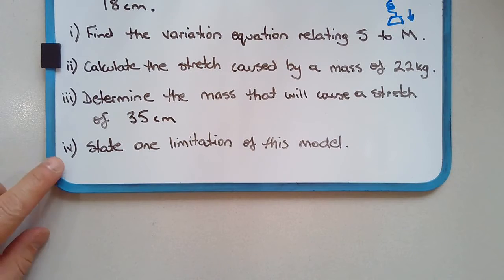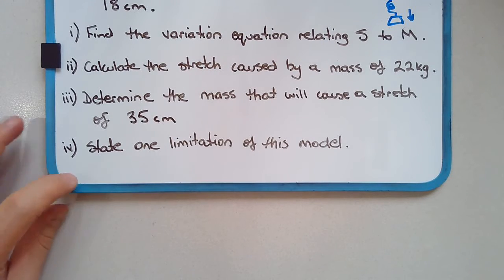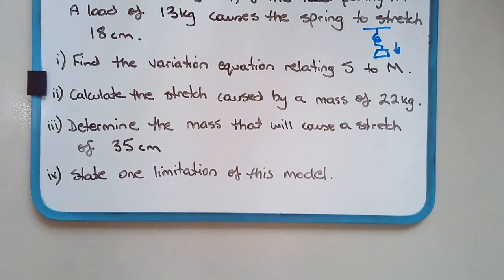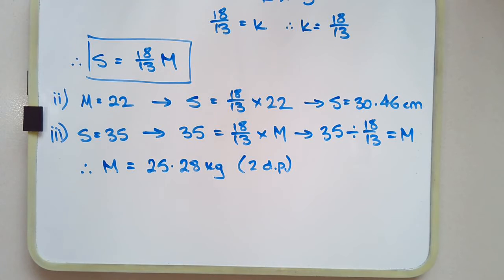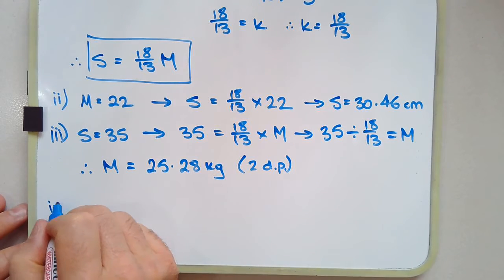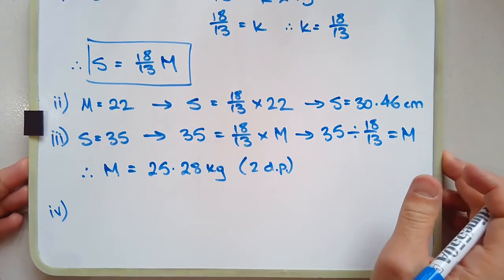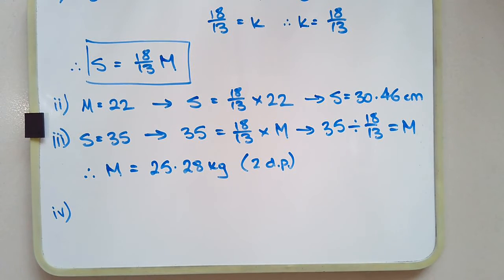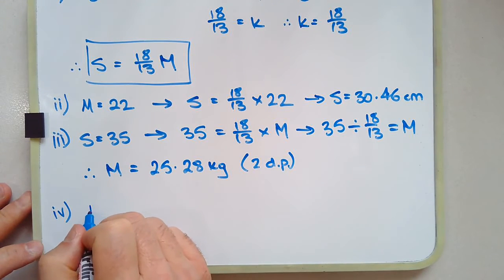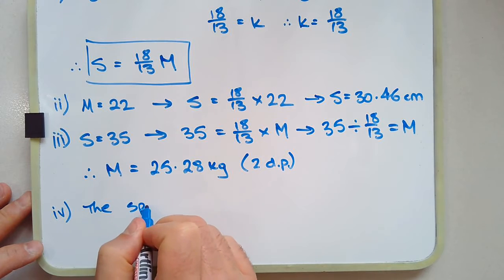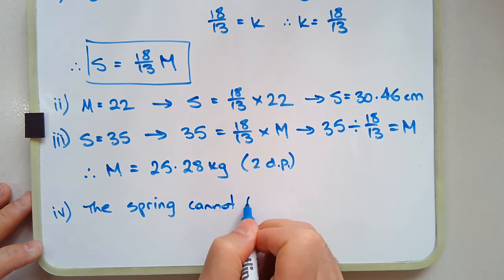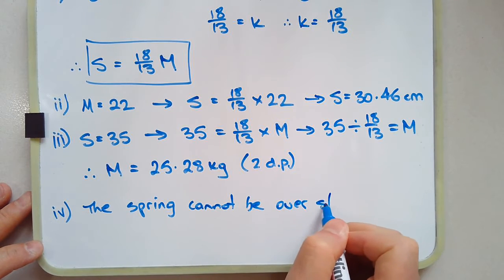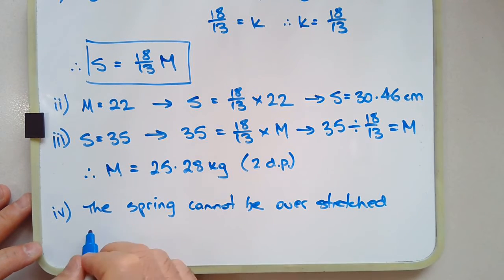And the last part, part 4, state one limitation of this model. There's lots of answers for that one. If you imagine a spring, does the spring have infinite stretch? There is a limitation to the stretch of the spring. It cannot be overstretched, as it will not spring back into shape.